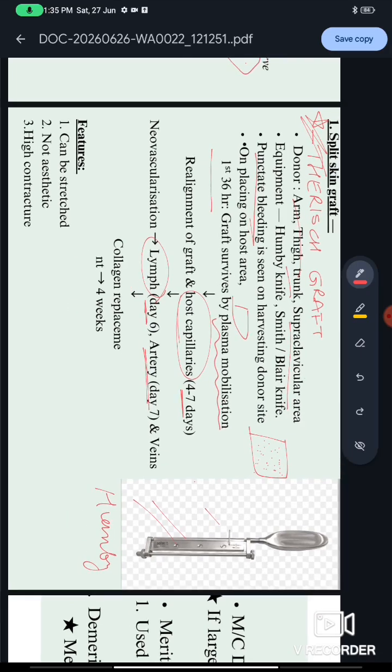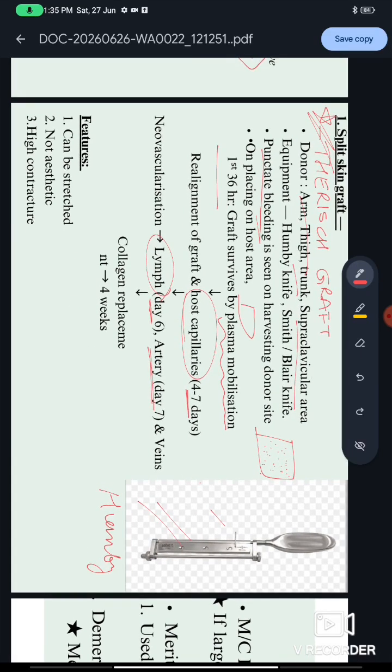Now, how is the grafting done? Firstly, the graft is harvested from the donor side by Humby's knife. Then the graft undergoes a thing known as meshing. Meshing means you create tiny holes or punches in the graft.